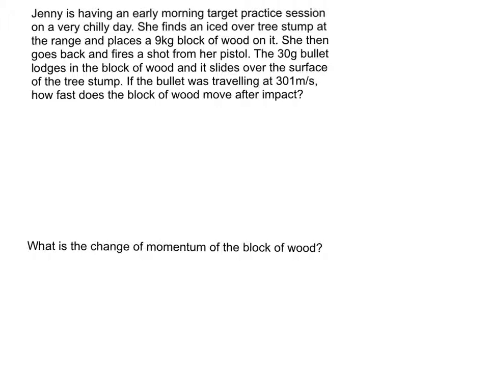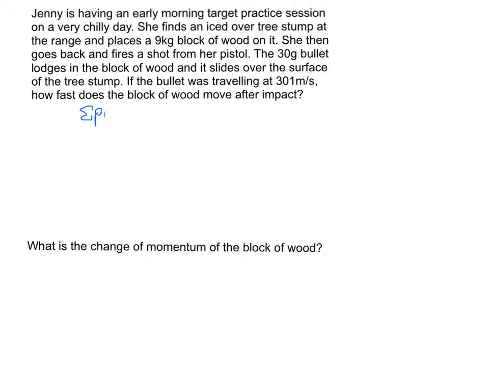The 30-gram bullet lodges in the block of wood, so it sticks in together. The bullet sticks with the wood, so they move off together, and it slides over the surface of the tree stump. If the bullet was travelling at 301 metres per second, how fast does the block of wood move after impact? So we go through the same process.